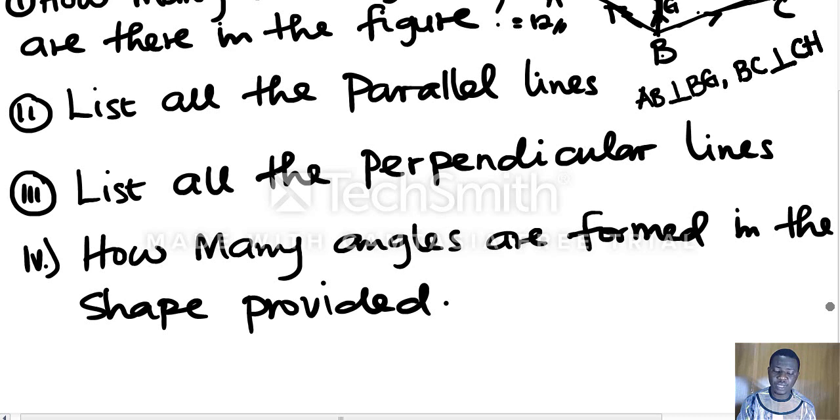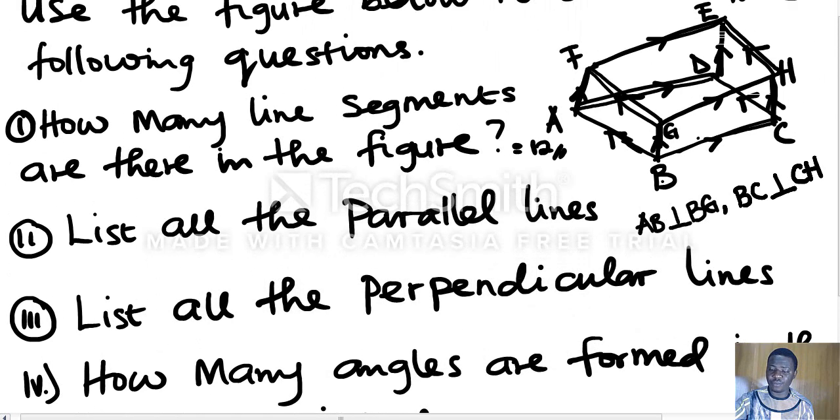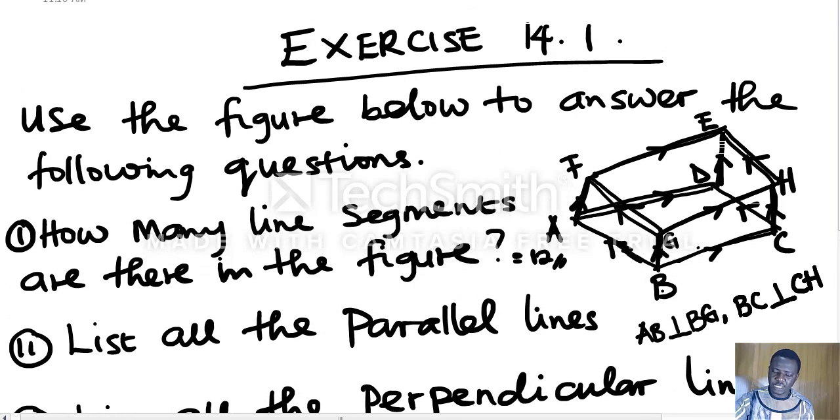Question number 4 says, how many angles are formed in the shape provided? You discover that AB and BG form an angle. This is an angle formed. This is another angle formed. This is another angle formed. This as well. So for every face that you have, we can see 4 angles. This is also an angle. This is an angle. This is an angle. There's an angle here.